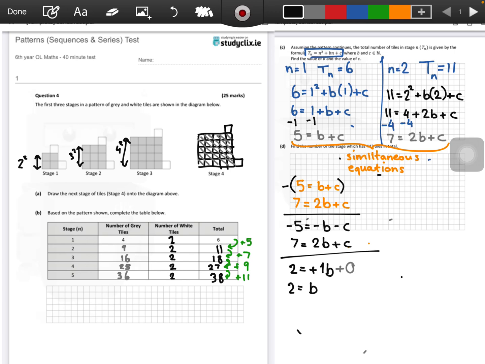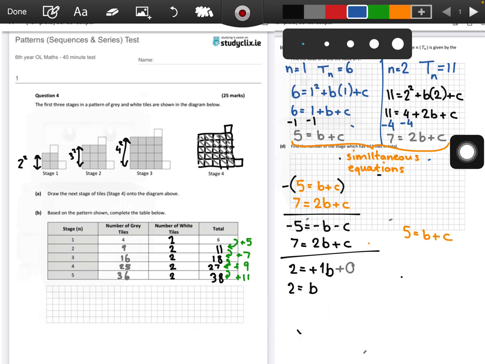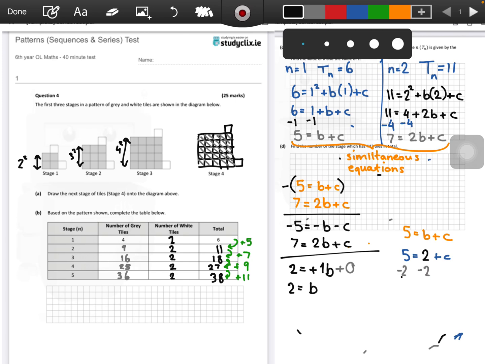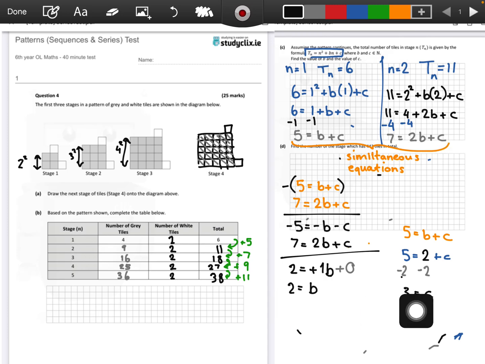Okay, and then I have one of my numbers, so I can put this back into one of my original equations. So I'll use my original equation, 5 is equal to b plus c, and I now have that b is equal to 2. So I have 5 is equal to 2 plus c, and I'm going to minus the 2 from both sides so that I get c by itself. So minus 2 and minus 2, and then I get 3 is equal to c. Okay, so that's part C done there. I found b is equal to 2 and c is equal to 3. That was one way I could have done it.